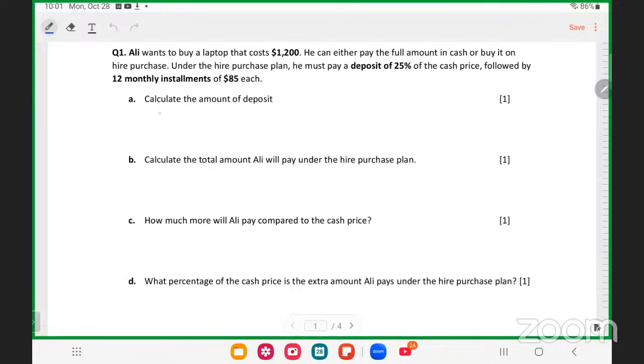So deposit is 25% of 1200, which is 300. 25 upon 100 multiply by 1200, that is 300.